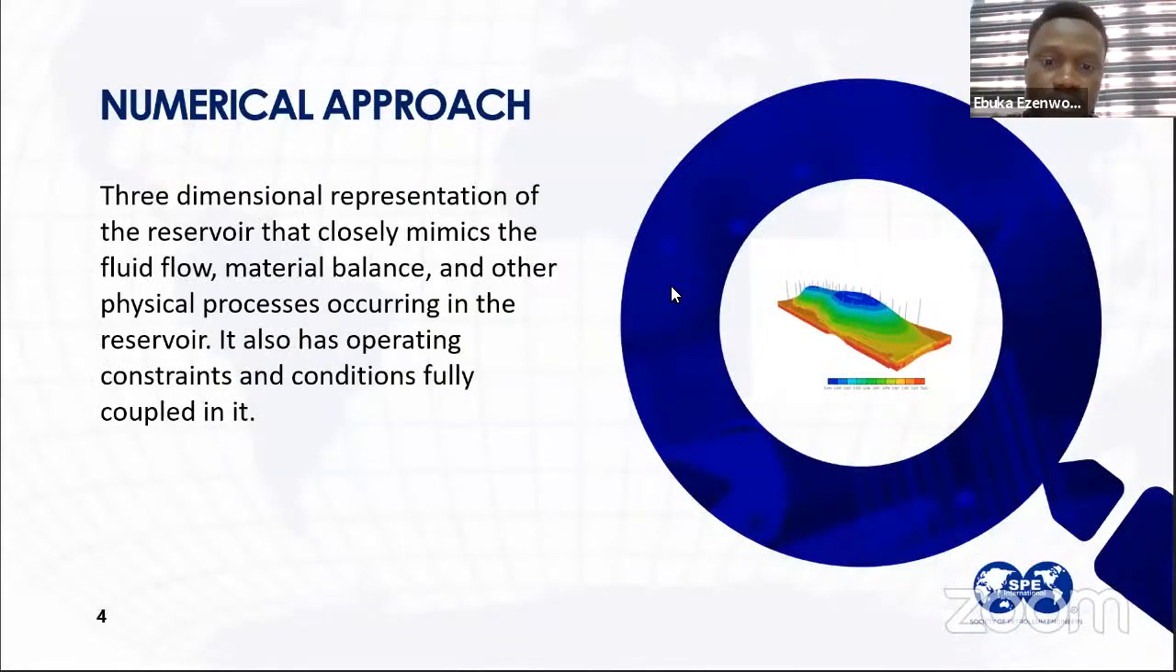dimensional representation of the reservoir. Then, while accounting for the three-dimensional representation of the reservoir, it mimics the right fluid flow in the reservoir and also balances the fluid movement in the reservoir, and then imposes other physical constraints or operating constraints depending on what the engineer is trying to achieve in his modeling.